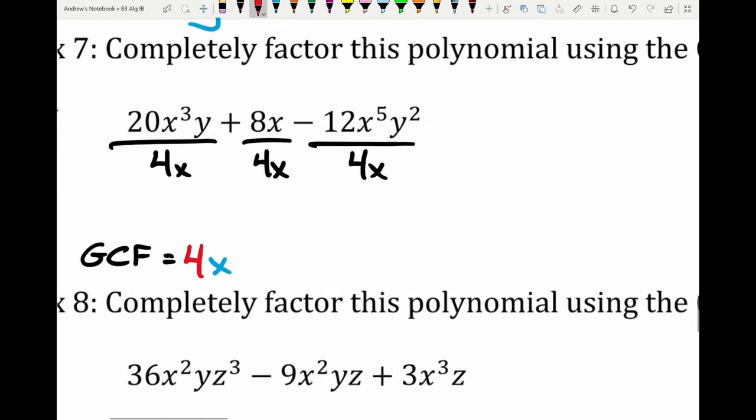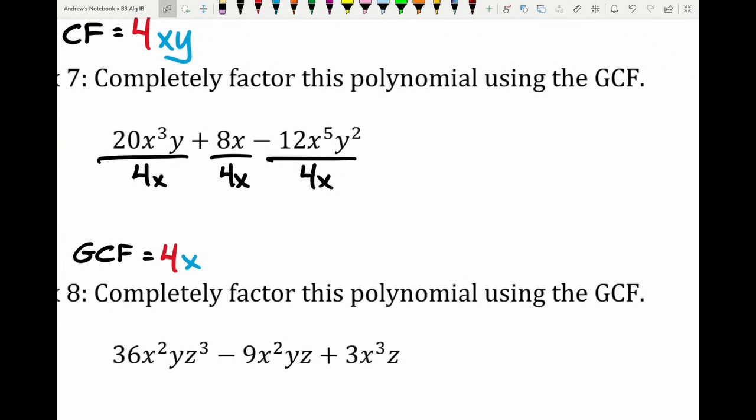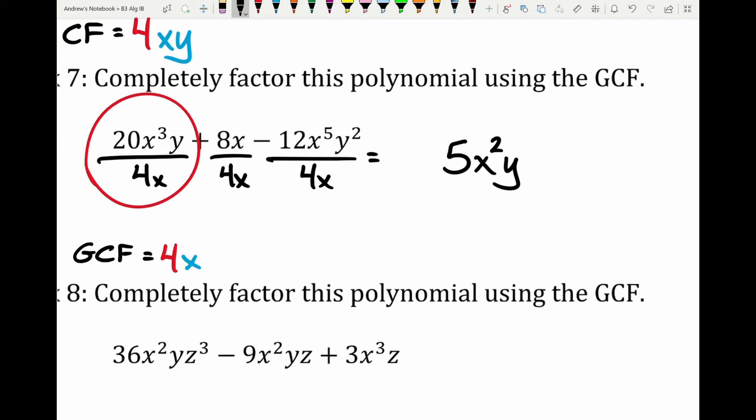So when I'm dividing everything by 4x, I'm going to take a look at just this first piece there. We've got 20 divided by 4 is 5. So that part's all set. We had 3 x's. We took one out with the GCF. There's 2 x's left, x squared. We had a y. We didn't do anything to it, so we still got a y. Cool. That's that first piece already done.